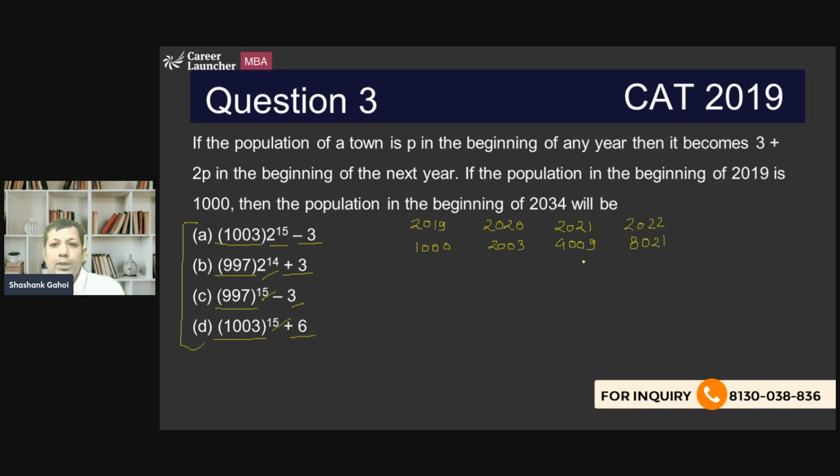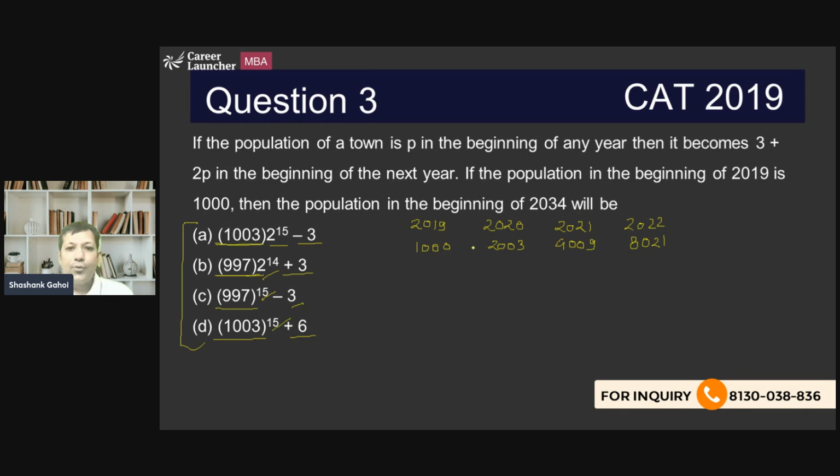Okay, now what is the problem? The problem is I need to find a pattern. So it is definitely not related to 997, right? It should be related to 1003.